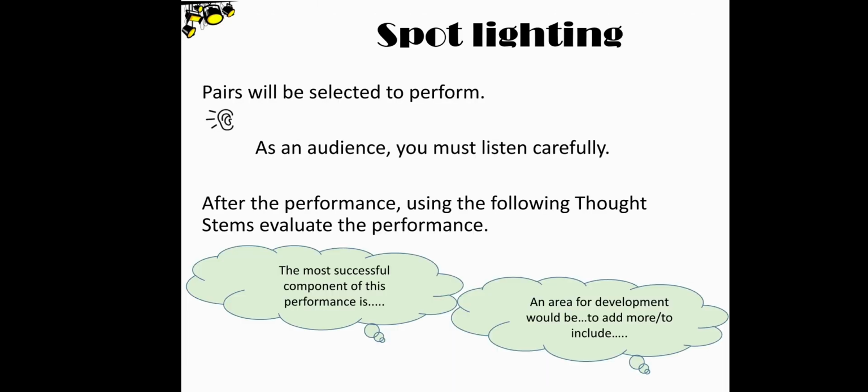At the end of each lesson, groups will be selected to perform. As an audience, you must listen carefully. After the performance, using the following thought stems, evaluate the performance. The most successful component of this performance is, an area for development would be, to add more, to include more. You can use these thought stems to help you structure your sentences when delivering your feedback.